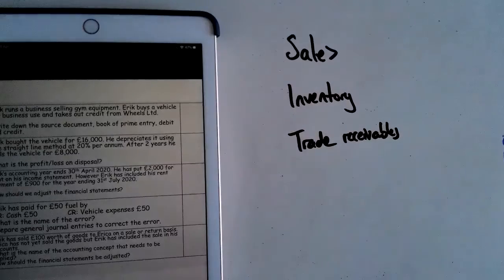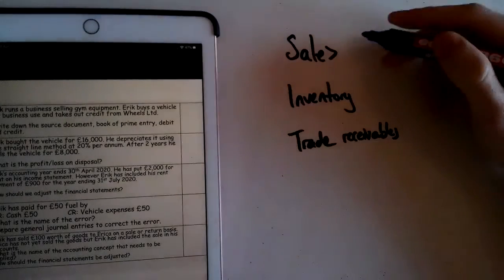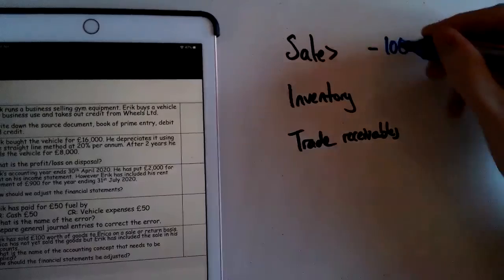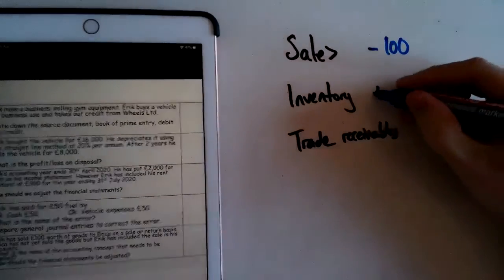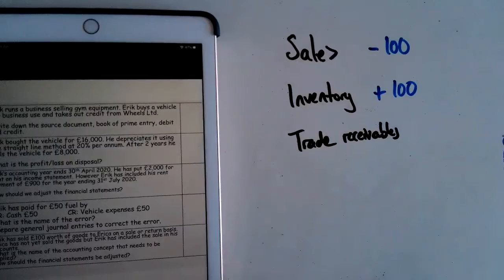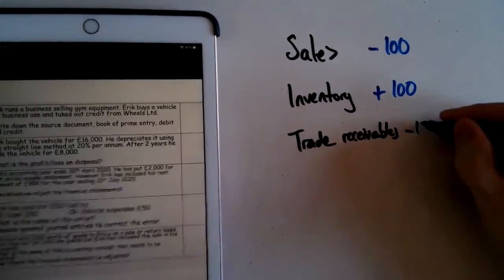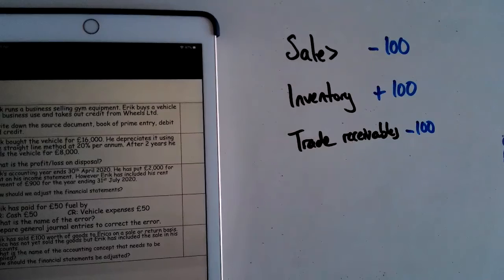So to adjust them, well, sales, I need to take off £100 because Eric hasn't made the sale yet. Inventory, I need to add £100 on because he still has that inventory. Erica hasn't sold it yet for him. And trade receivables, I need to take off £100 because Erica hasn't sold it on yet. So he hasn't got that £100 from customers that they owe him yet.